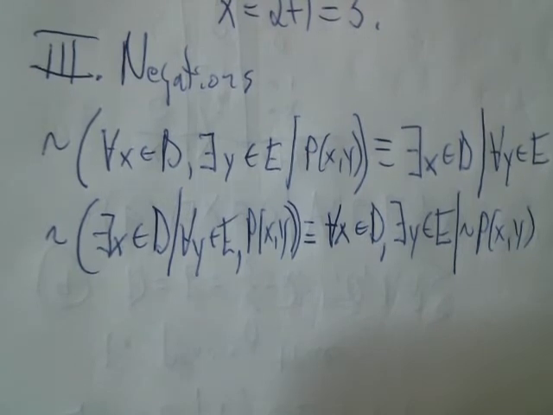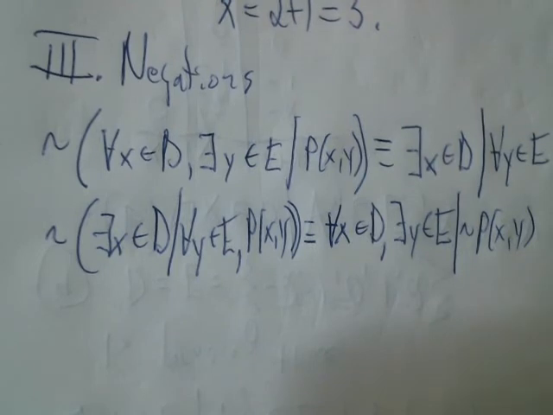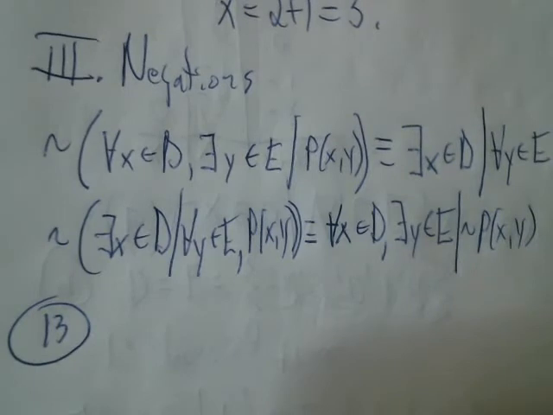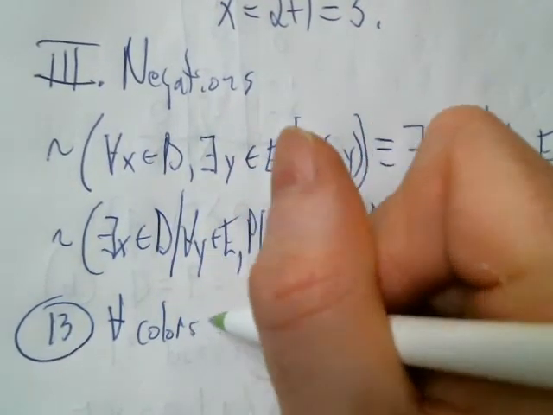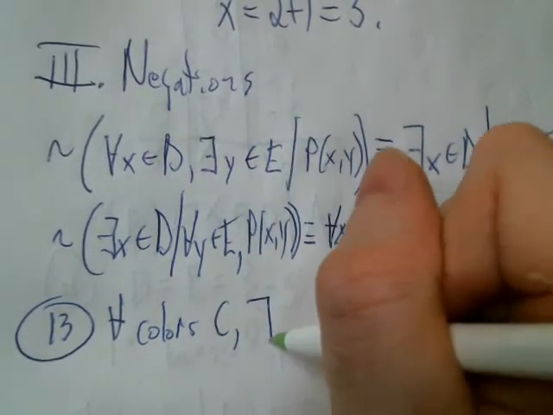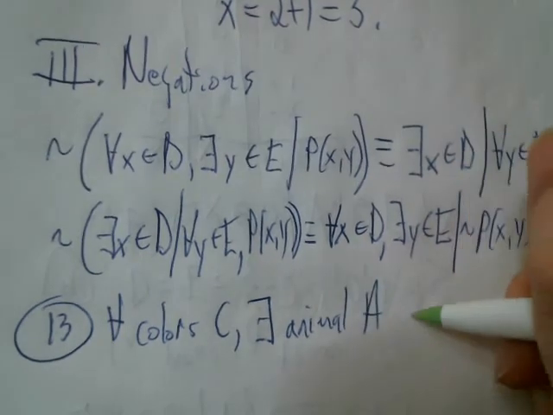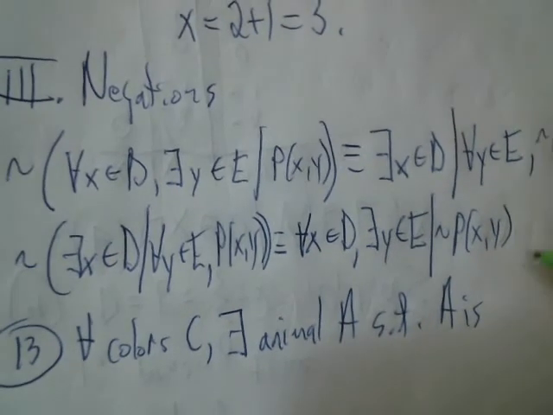Okay. So let's take a look at some of these, and you're going to be doing formal translations, going from informal talk to formal logic, and so on. Let's look at number 13. For all colors C, there exists an animal A such that A is color C.